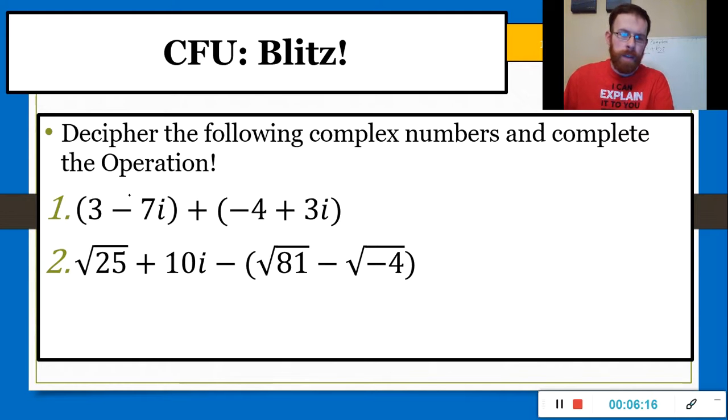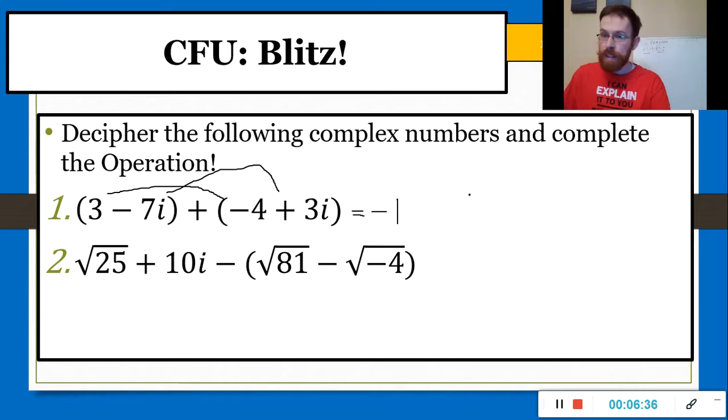So, answer to my first one, well, it should be pretty easy. It's going to be 3 minus 4. When you add a negative, it's the same thing as subtracting a positive, so 3 minus 4 gives me a negative 1, which I do have as the first part of my answer over here. Got all my notes right here. And then a negative 7i plus a positive 3i, it's still going to be negative because a negative 7 is larger than a positive 3. So I should have a minus 4i. Pretty straightforward.